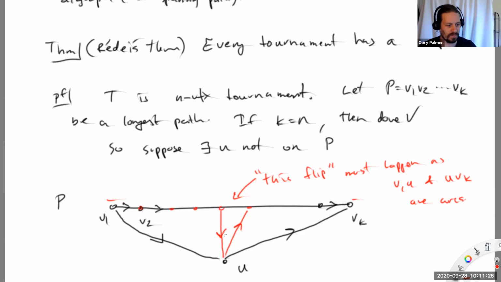And what does this red configuration give us here? This is a longer path. I go from V1, I walk until I get to, say, Vi, then Vi+1, go to U, go back to Vi+1, end up at VK. This is a longer path, which is a contradiction to maximality. So this case was impossible. There was no vertex off of the path.